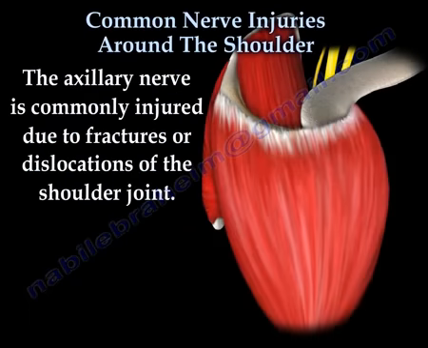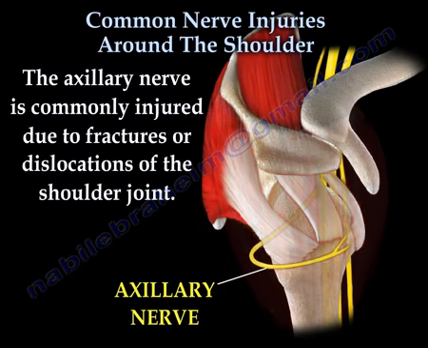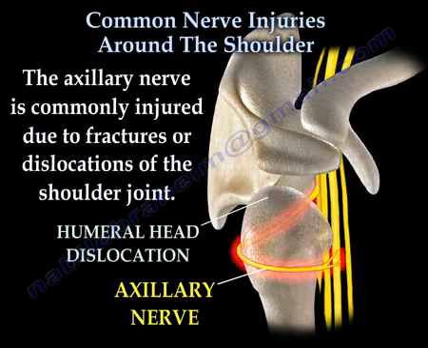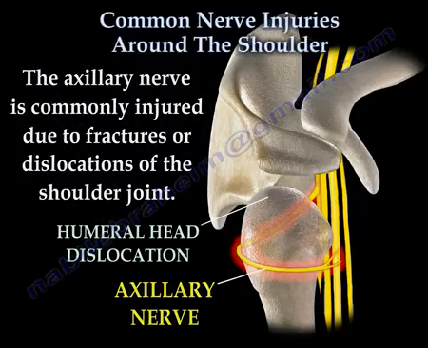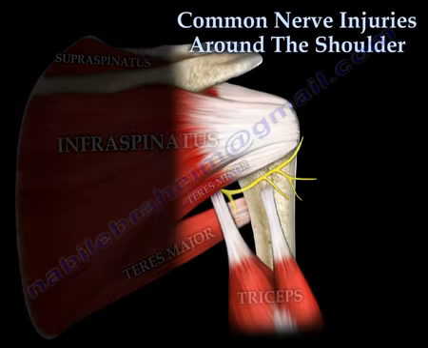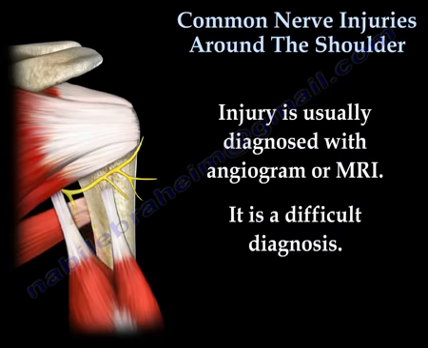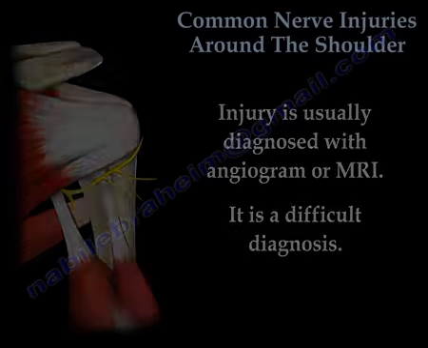The axillary nerve is commonly injured due to fractures or dislocation of the shoulder joint. When the axillary nerve is injured in the quadrangular space, there will be pain and paresthesia with overhead activity. The injury is usually diagnosed clinically, with the addition of angiogram or MRI.